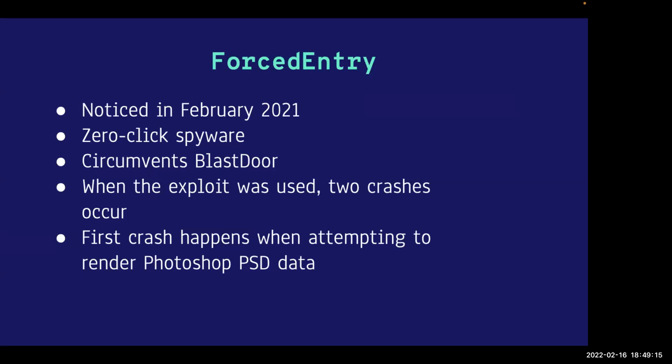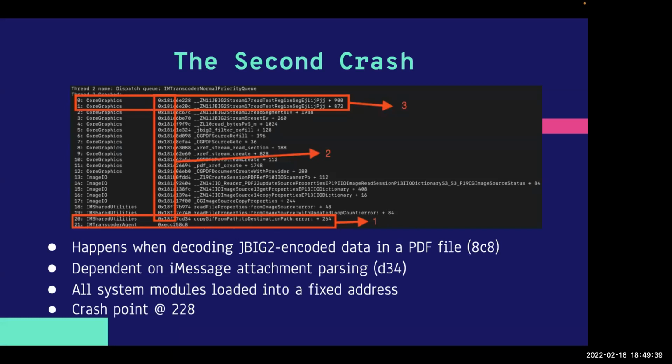So the Forced Entry exploit was noticed in February 2021 and is the zero-click spyware. It circumvents Blastdoor, and when the exploit was used, two crashes occur, which I'll go over in a second. But the first crash doesn't have as much to do with it. It just has to do with using it in the first place, but it doesn't really gain anything. It tries to render Photoshop PSD data. The second crash is the more important one because it happens when decoding JBIG2 encoded data that's present in a PDF file, which is seen in the highlighted area 1 there.